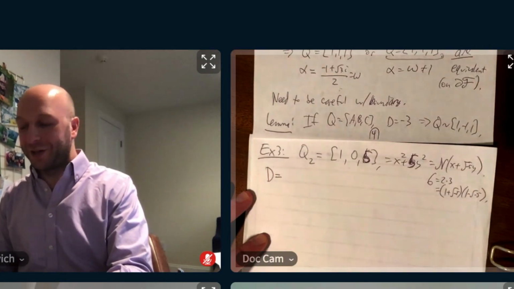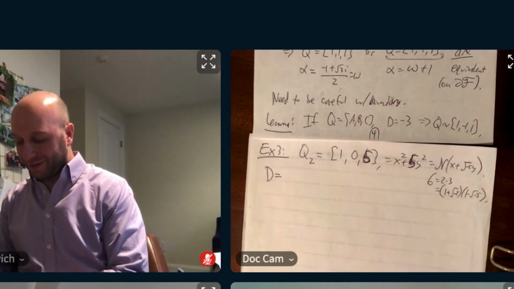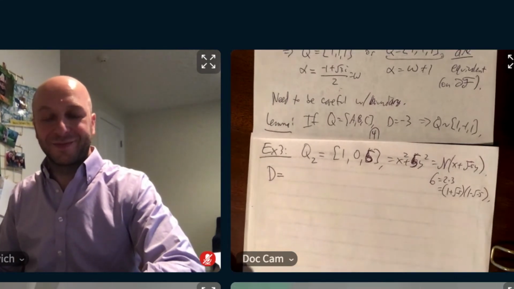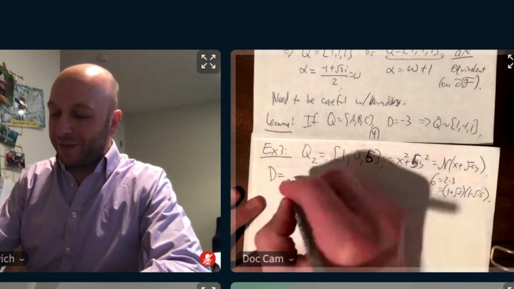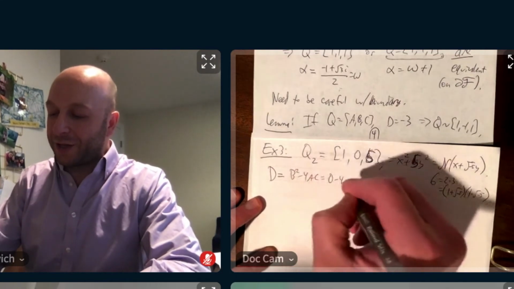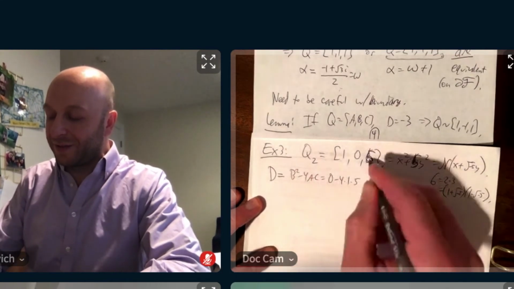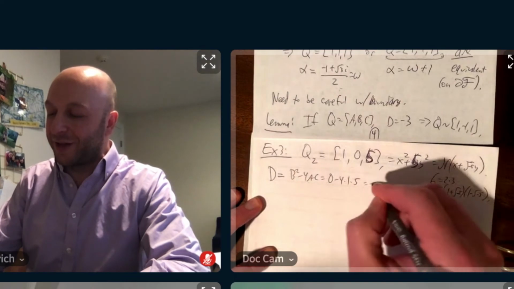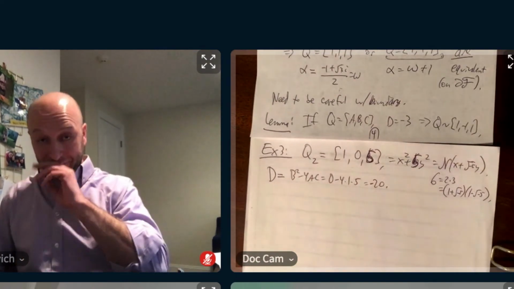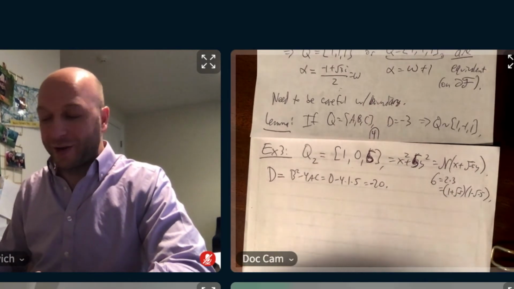Let's do this calculation a little bit more quickly maybe now that we're getting the hang of things. Yep, -20. b squared minus 4ac, b is 0, minus 4a is 1, ac is 5, so this is -20. All right, so we got a pretty big discriminant to deal with. Let's try to get through it.